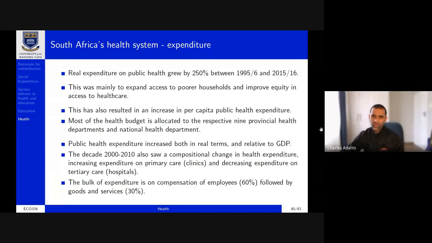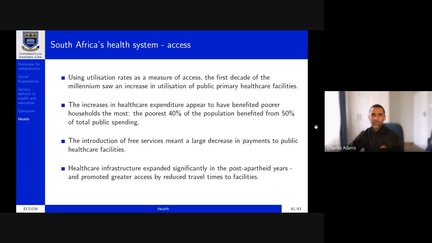All right, so the bulk of expenditure again is on compensation. Of course, in healthcare, lots of high-skilled individuals: doctors, surgeons, specialists, administrators as well, and then a large cohort of nurses that are relatively well paid. And then 30% is spent on goods and services. Now, utilization rates for public healthcare have increased quite significantly, and the increases in expenditure therefore do appear to have benefited poorer households the most.